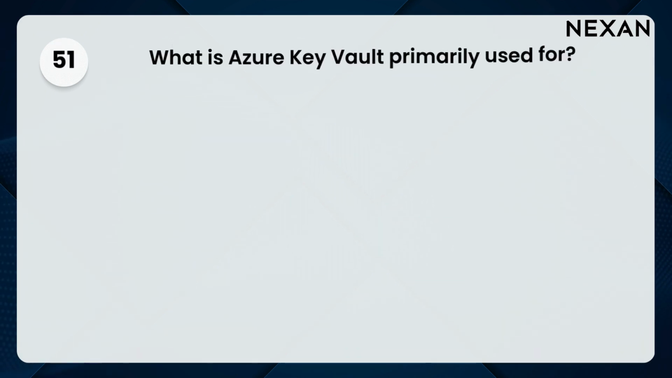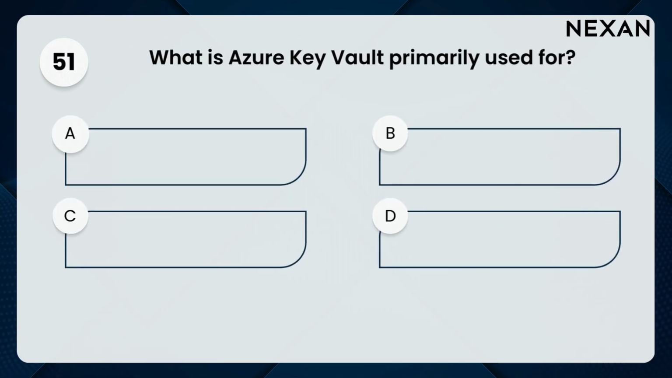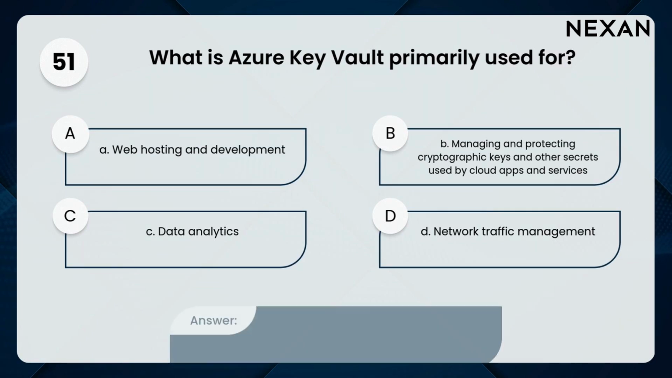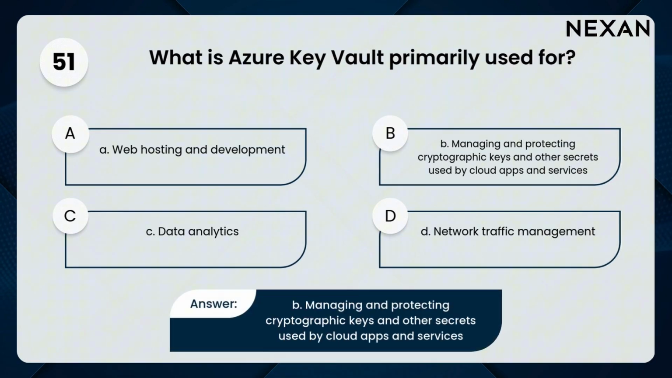51. What is Azure Key Vault primarily used for? A, web hosting and development, B, managing and protecting cryptographic keys and other secrets used by cloud apps and services, C, data analytics, D, network traffic management. Answer: B, managing and protecting cryptographic keys and other secrets used by cloud apps and services.